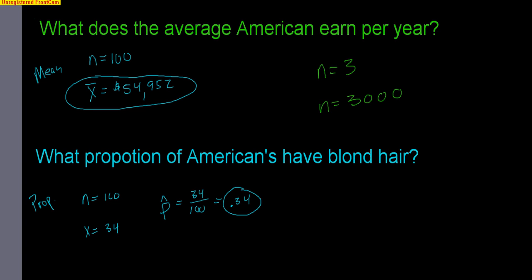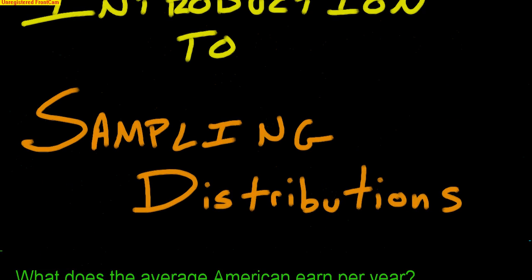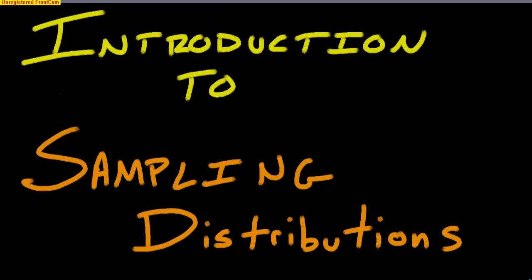So that's a quick video. Again, not too long. Hopefully you didn't think so. But it does give the quick, important ideas that you need to have for Chapter 7 over sampling distributions.